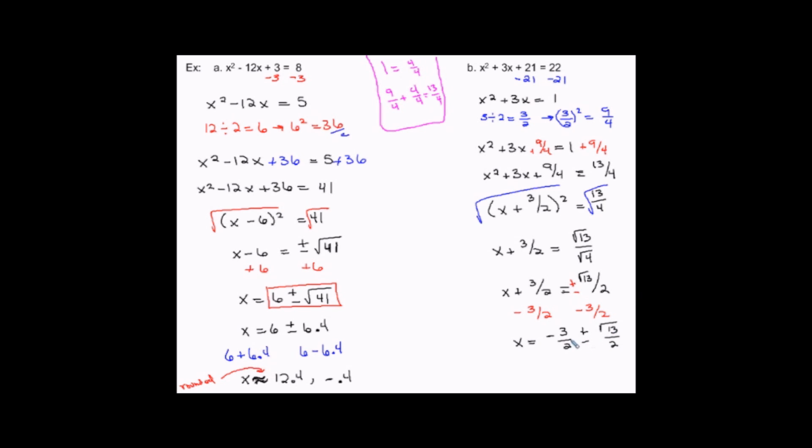Because these match, those are like terms, so I can combine these into one and leave that negative 3 plus or minus the square root of 13 all over 2. That will be my final answer, and that is a perfectly acceptable answer, unless of course you're asked to give your answer in decimal form.